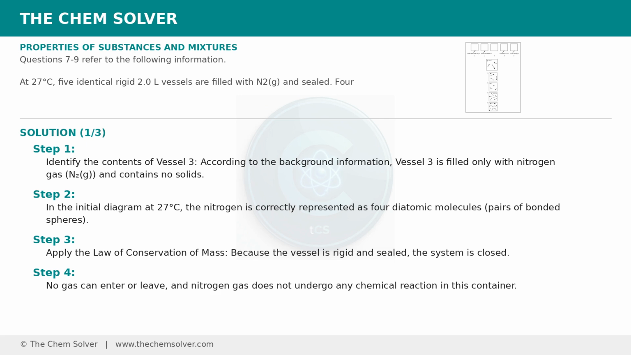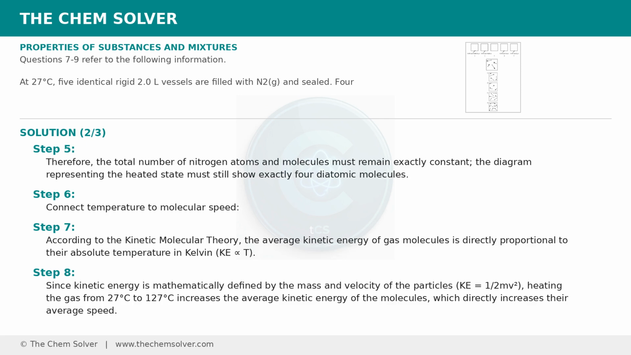spheres. Apply the law of conservation of mass. Because the vessel is rigid and sealed, the system is closed. No gas can enter or leave, and nitrogen gas does not undergo any chemical reaction in this container. Therefore, the total number of nitrogen atoms and molecules must remain exactly constant. The diagram representing the heated state must still show exactly 4 diatomic molecules.